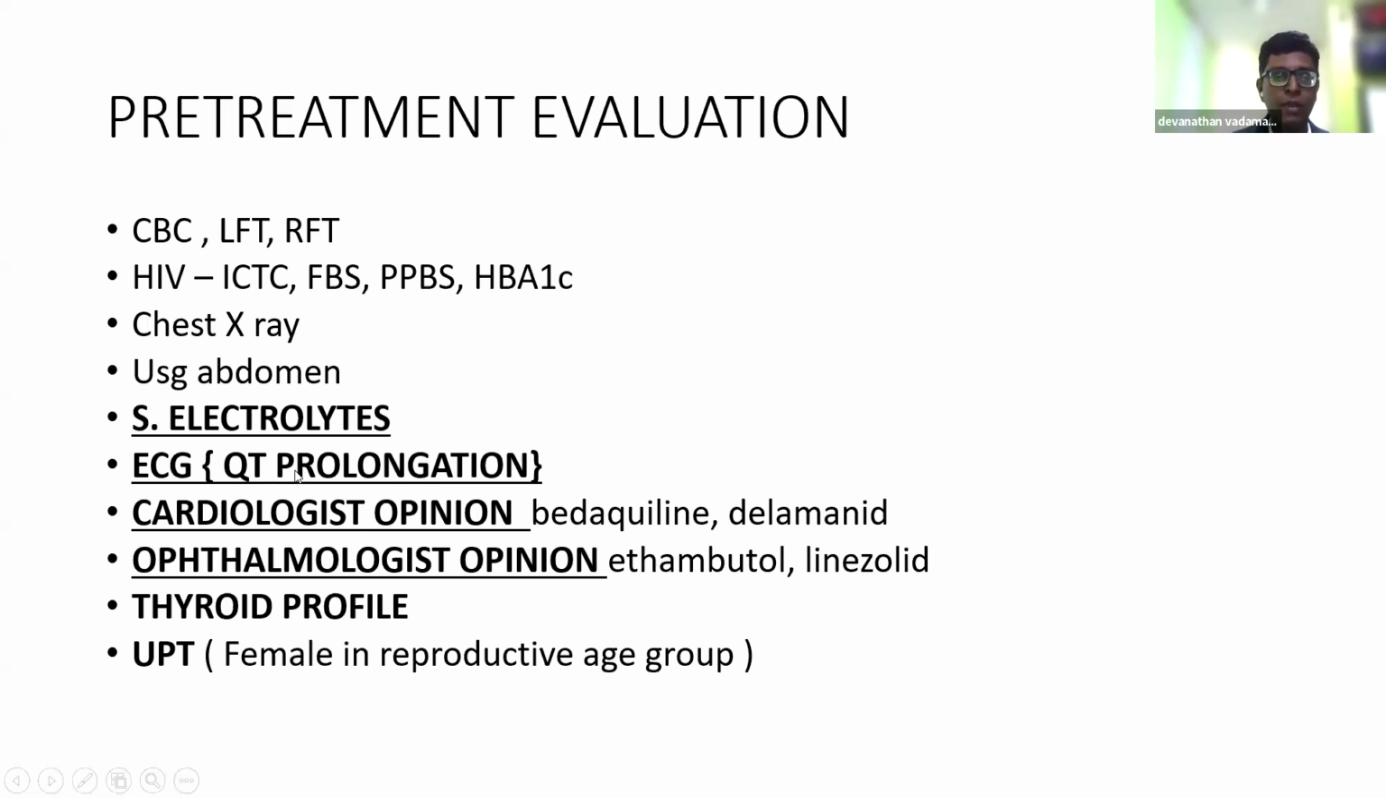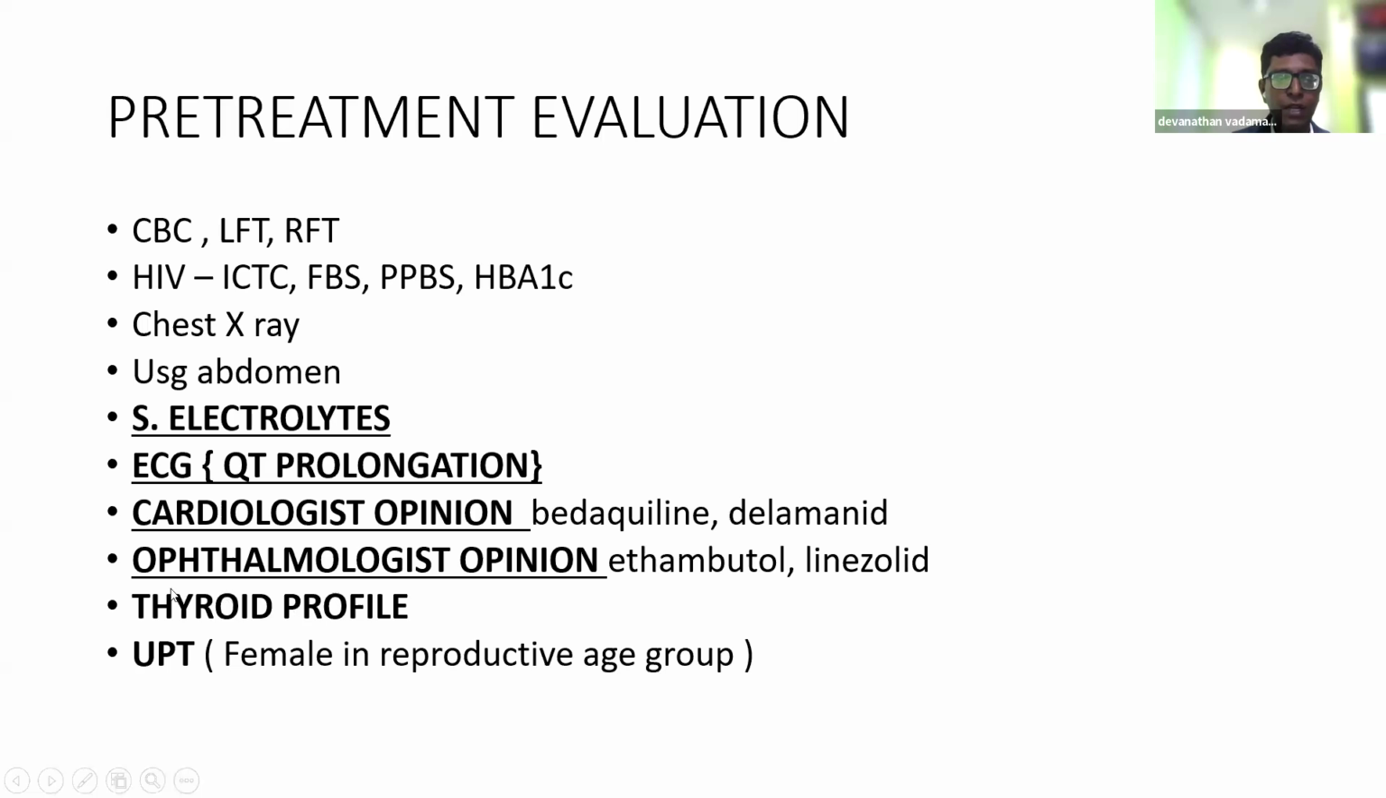If any pre-existing arrhythmia or any heart disease is found, you should get a cardiologist's opinion before starting your regimen. And you should also take an ECG to check the QT interval. So a cardiologist's opinion is better. If any abnormality is found on ECG, you should get a cardiologist's opinion, since the newer drugs such as bedaquiline and delamanid can cause QT prolongation. Ophthalmologist's opinion we get because we add ethambutol and linezolid. Both can cause optic neuritis. So an ophthalmologist's opinion must be obtained before starting the regimen.